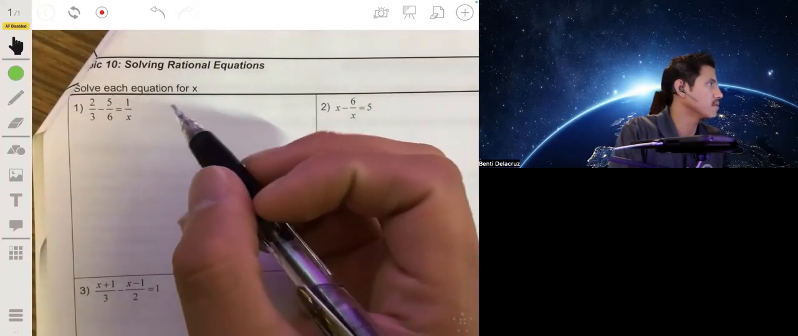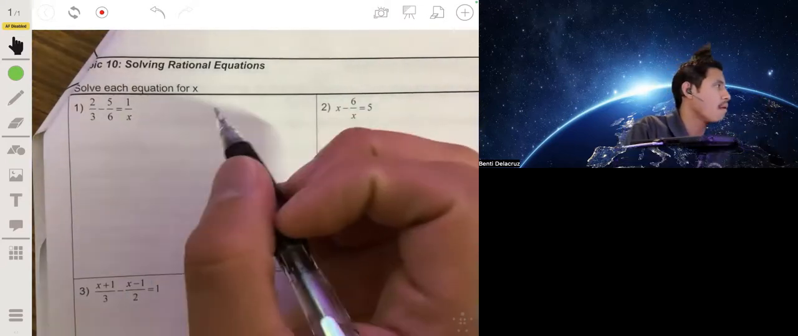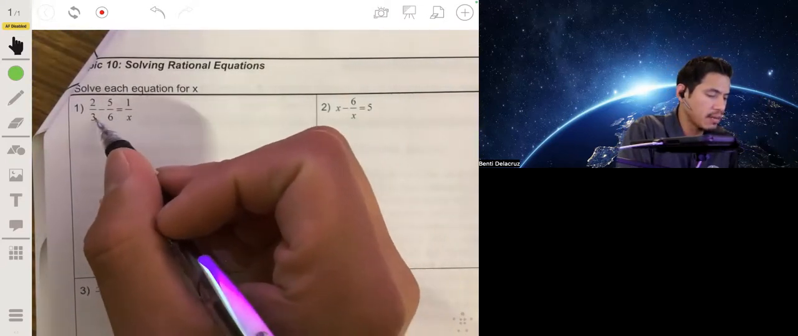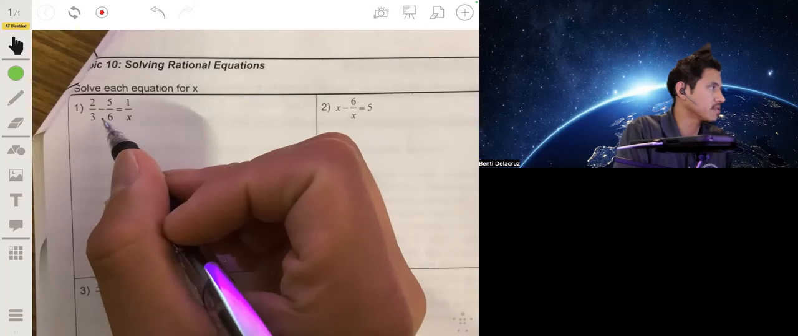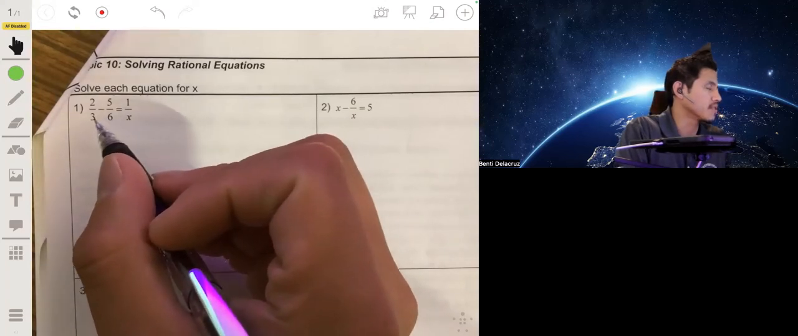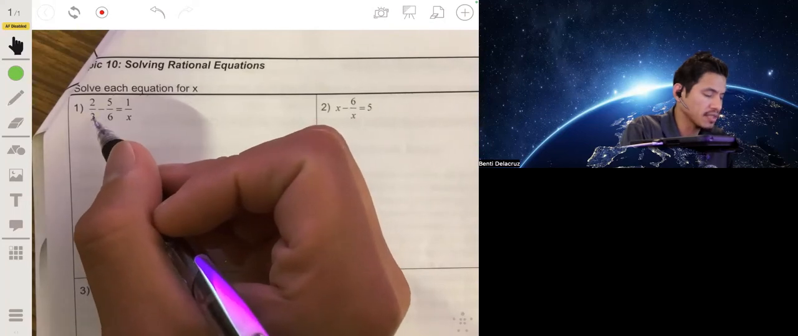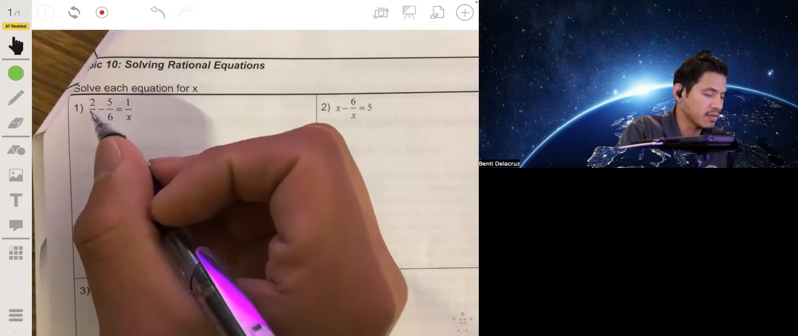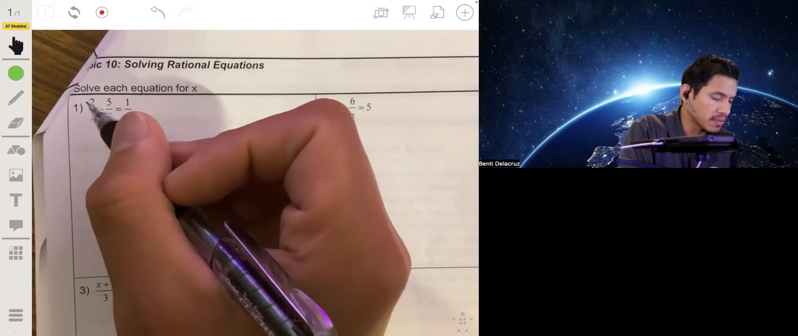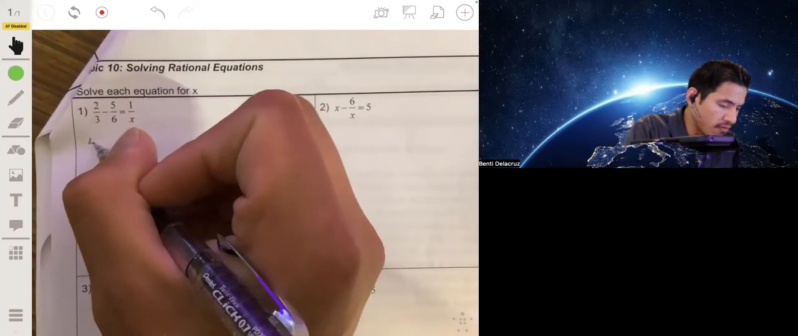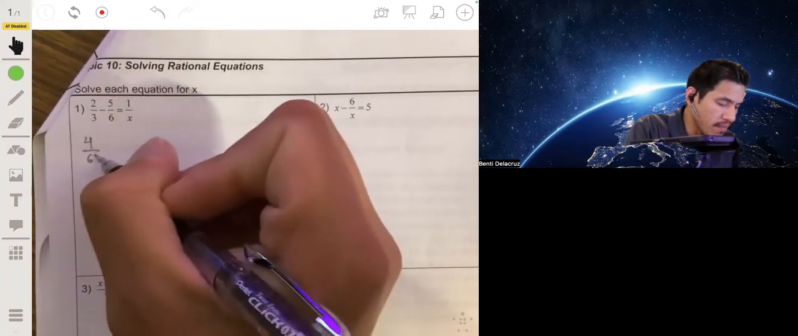All right, to solve this equation, we're going to first need to make the denominators the same on these two fractions. So we're going to make them both 6 since 3 goes into 6. So to make this 2/3 over 6, we're going to multiply this by 2 over 2. Multiply 2/3 by 2 over 2, you'll get 4 over 6.